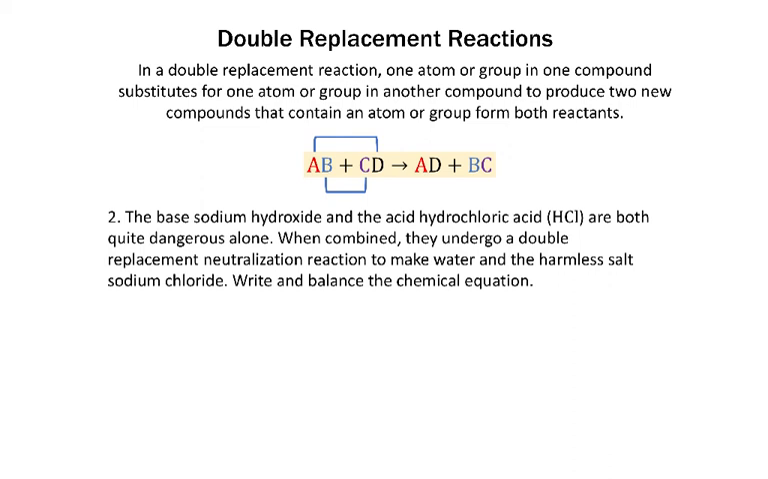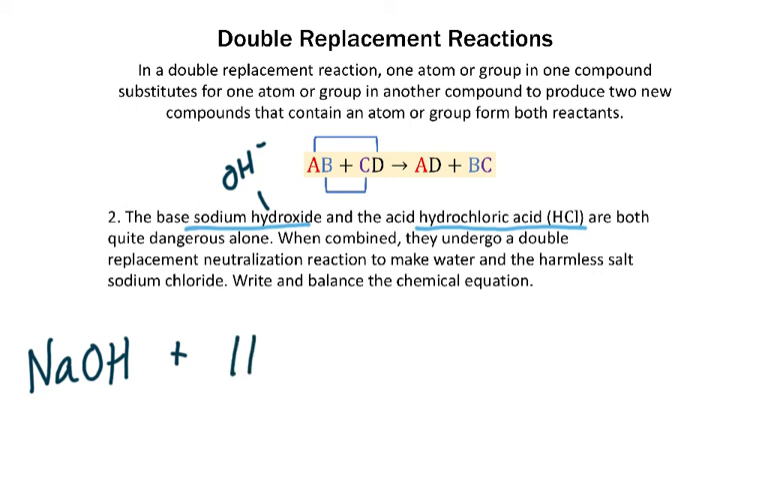Okay, so the reactants are sodium hydroxide and hydrochloric acid, HCl. Hydroxide is a polyatomic ion, which is OH with a minus charge. Sodium has a plus 1 charge, so NaOH would be sodium hydroxide. Hydrochloric acid is HCl. They undergo a double replacement reaction, which neutralizes them to make water and sodium chloride.